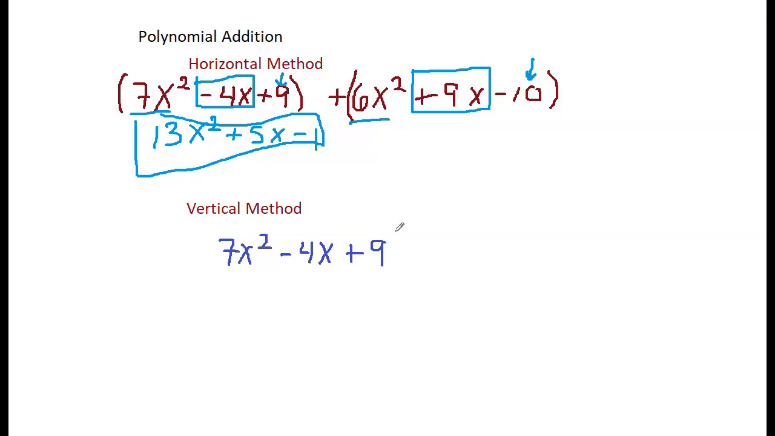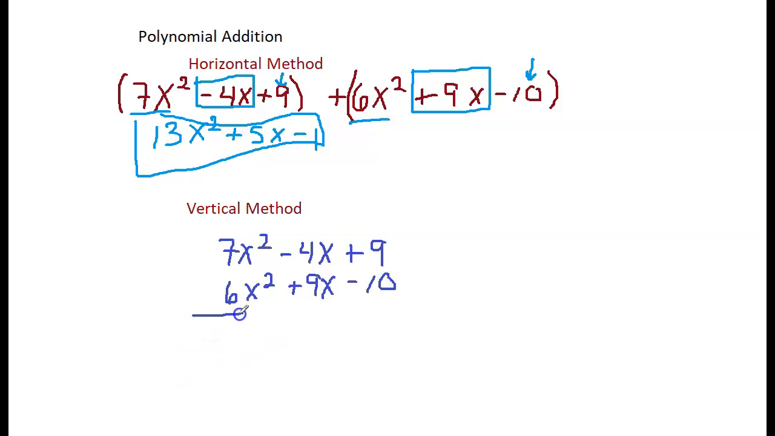Sometimes I like this vertical method better than the horizontal. Why? Because I vertically put the second polynomial like terms under like terms. So 6x squared is like terms with the 7x squared. So I'm going to put the 6x squared right under the 7x squared. Okay, 9x is like terms with the minus 4x. So I'm going to put plus 9x. And then the negative 10 is like terms with the 9 because they're both constant terms.